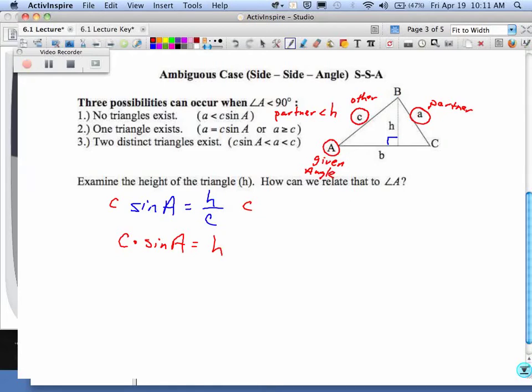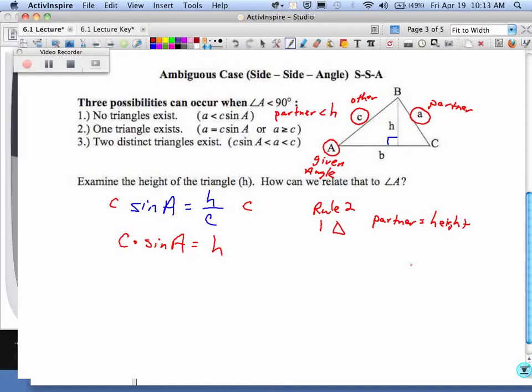The second rule is one triangle exists if A equals C sine of A, which I'm going to write down here. Rule 2, one triangle: A equals C sine of A. If the partner side equals your height, what that's telling you is there isn't actually a side sticking out when you draw it. It's actually the altitude of your triangle. When these are the same thing, you're dealing with the right triangle.